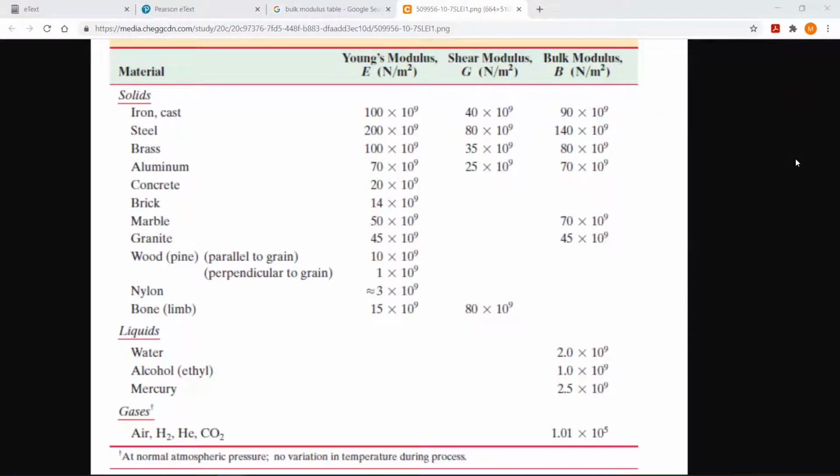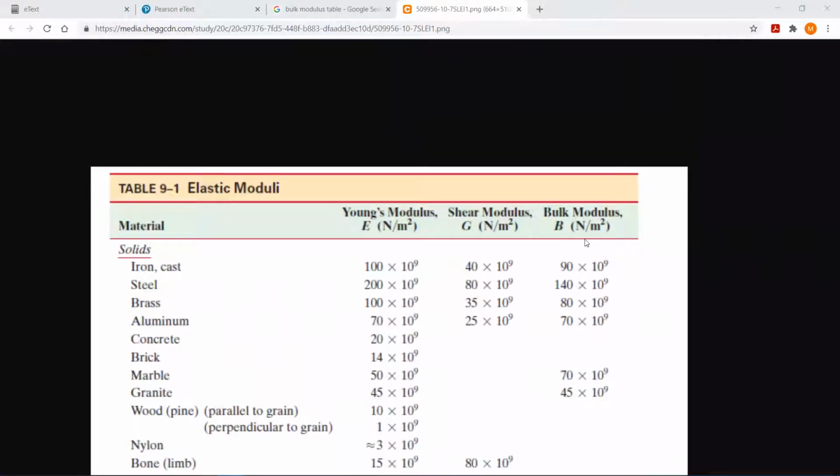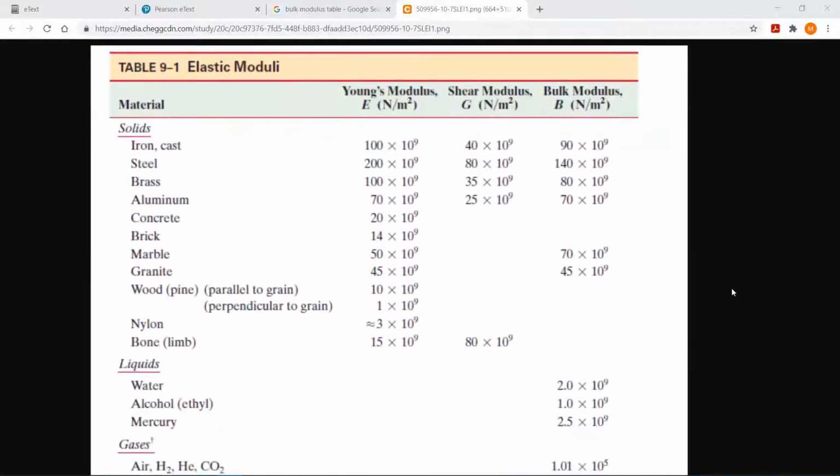I just pulled this off the web. One of the numbers on here we're actually going to use in a moment. They're telling us right here that mercury has a bulk modulus of 2.5 billion. And you'll notice the units here, newtons per square meter. That's the same as a pascal.